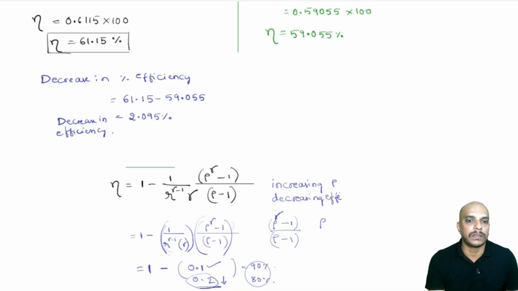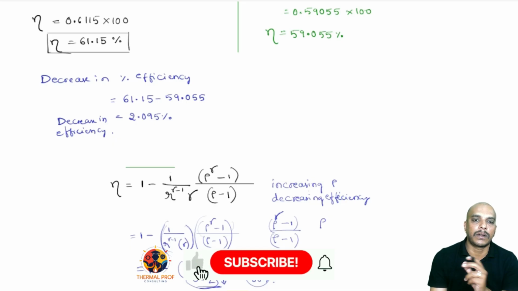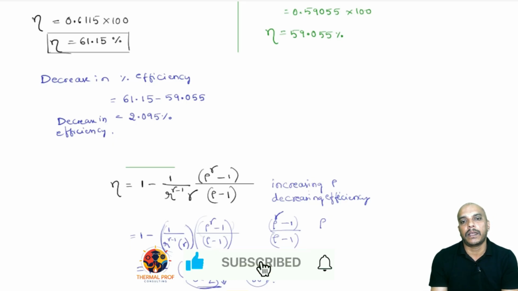Increasing the rho value, or in other words the volume about which we are supplying the fuel, the cutoff, will decrease the efficiency.